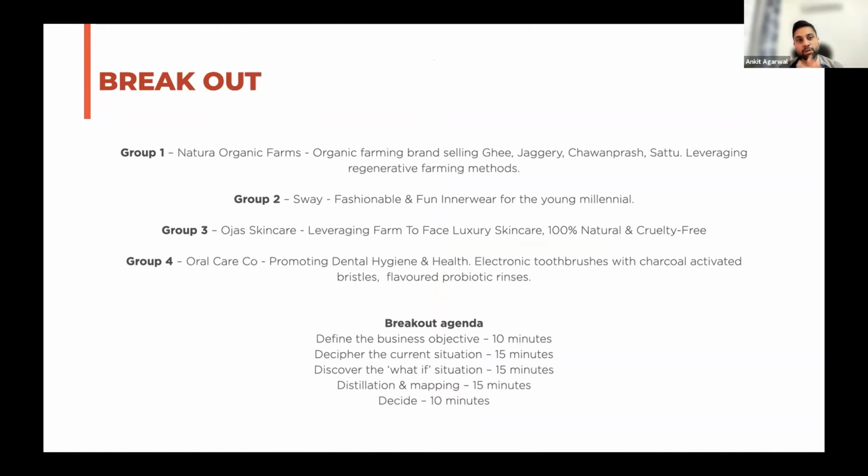Now, immediately after this, we go into the breakout rooms. You'll be assigned your groups. So there are 4 groups, 1, 2, 3, 4. The first group would have Natura Organic Farms as the brand. This brand is an organic farming brand, which is selling ghee, jaggery, chyawanprash, sattu, and a lot of other things, and is following the newer regenerative farming methods. That's the brand. That's what it does.